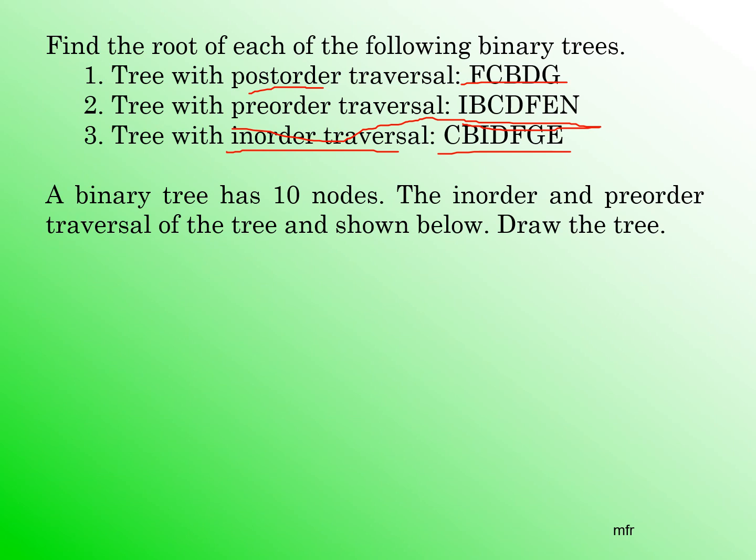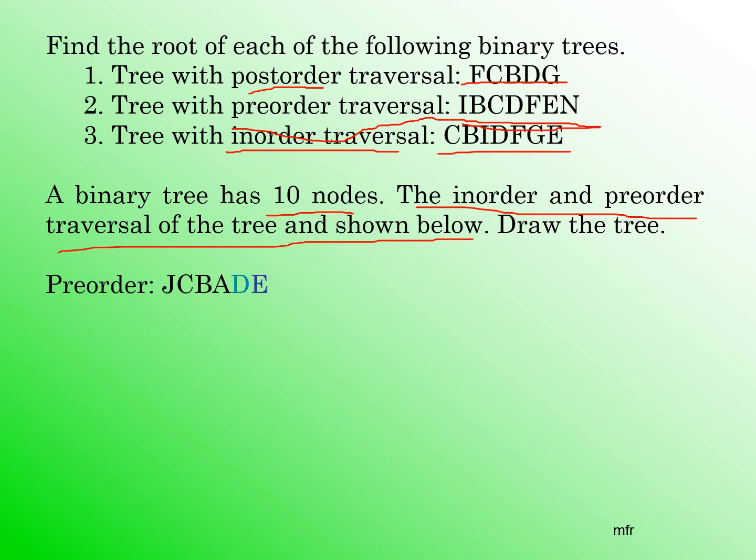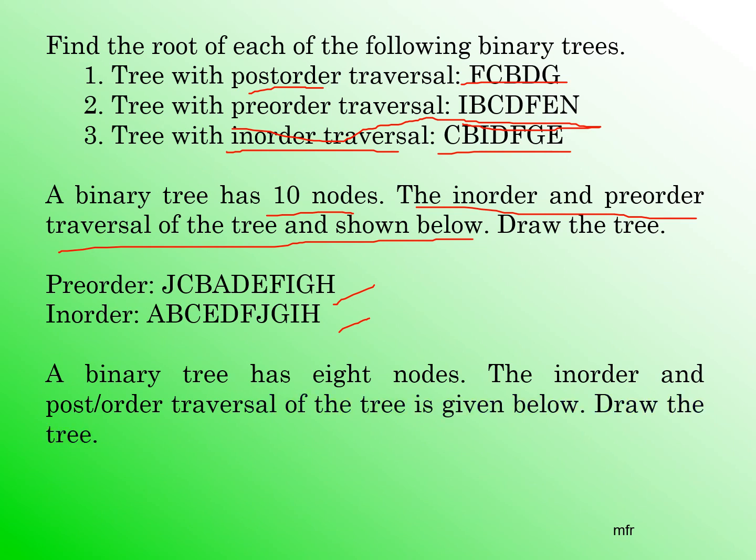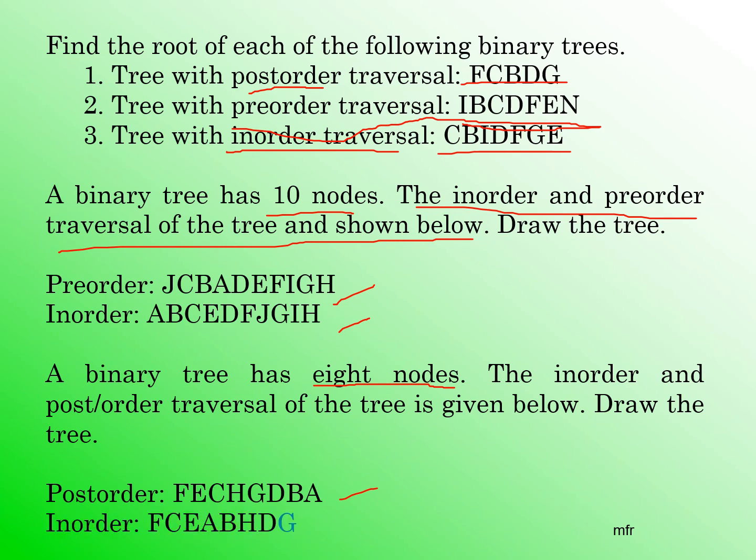Okay? And then next, a binary tree has 10 nodes. Okay? So the in-order and pre-order traversal of the tree is shown below. So we have to draw the tree for this pre-order, draw the tree for this in-order, and for another one, let's have a tree with 8 nodes. Okay, so you're going to draw the tree for the post order sequence, and the in order. Right?